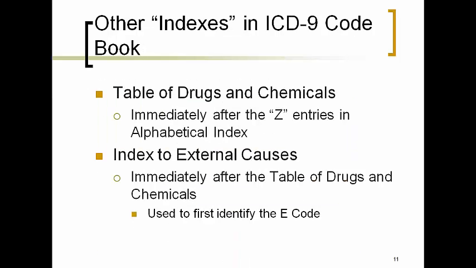There are some other indexes that are also included in our codebook. Immediately after your Z entry in the alphabetical index is something called the Table of Drugs and Chemicals, and after that one is the Index to External Causes. We are going to learn much more about these when coding these individual sections in Chapter 4. But for now, we want you to remember that they're located here so that when we get to them, you'll know how to find them.